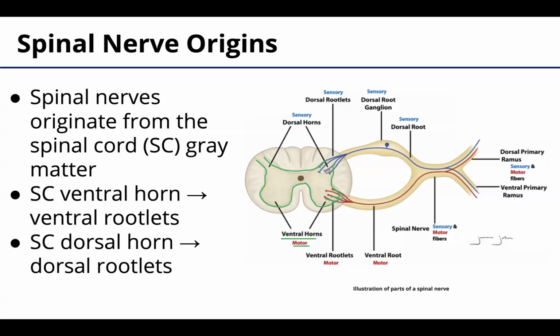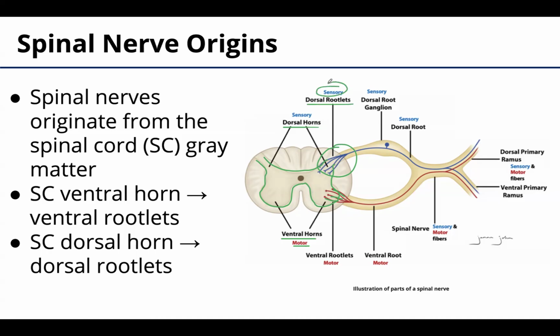The dorsal horn is composed of axons of incoming sensory neurons as well as cell bodies of interneurons, and the dorsal rootlets arrive here transmitting action potentials from peripheral receptor organs to the spinal cord. So the dorsal horns as well as the dorsal rootlets are entirely sensory.